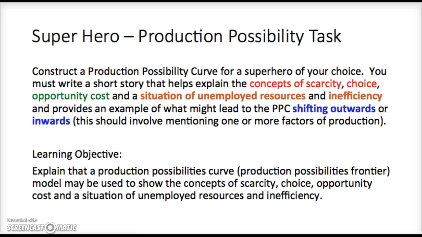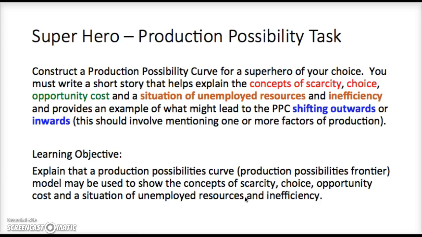Hopefully before you've done this, you've had a look at the videos about the production possibility curve. It's been gone through in class a little bit, and you've read over your notes, so you know what the production possibility curve shows. This task is designed to help you achieve this learning objective: demonstrate to me that you understand these principles, so that you can use a production possibility curve to show the concepts of scarcity, choice, opportunity cost, and a situation of unemployed resources and inefficiency.